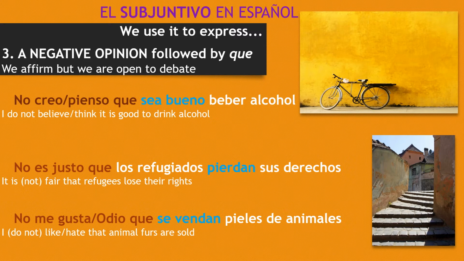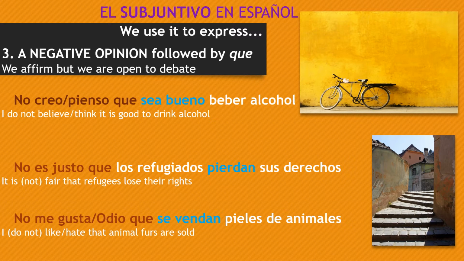No es justo que los refugiados pierdan sus derechos. This expression always conveys a subjunctive. It is not just, it is not fair that refugees lose their rights. Pierdan: this is third person plural, refugees, they. If it was the indicative, it would be pierden. Okay, here it's pierdan. Go back to those endings, and you'll see. Perder, to lose, is an er verb. So it's not fair that, again, that is an opinion.